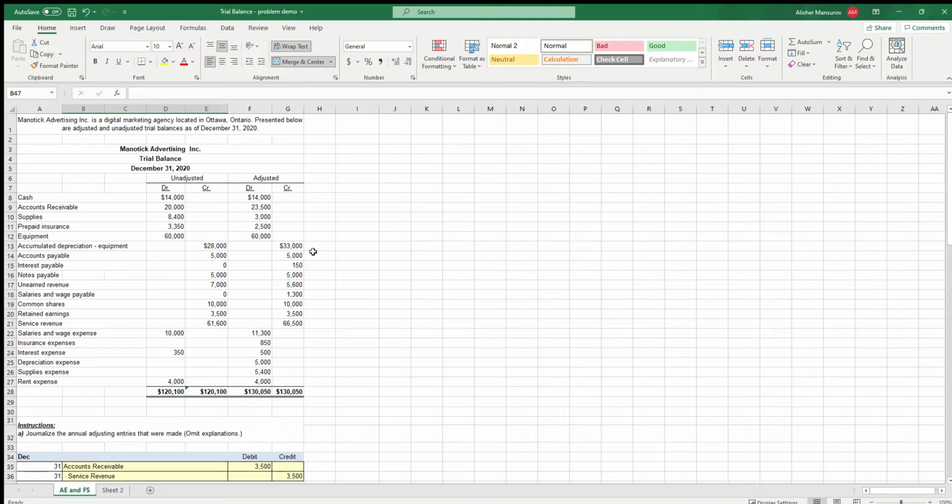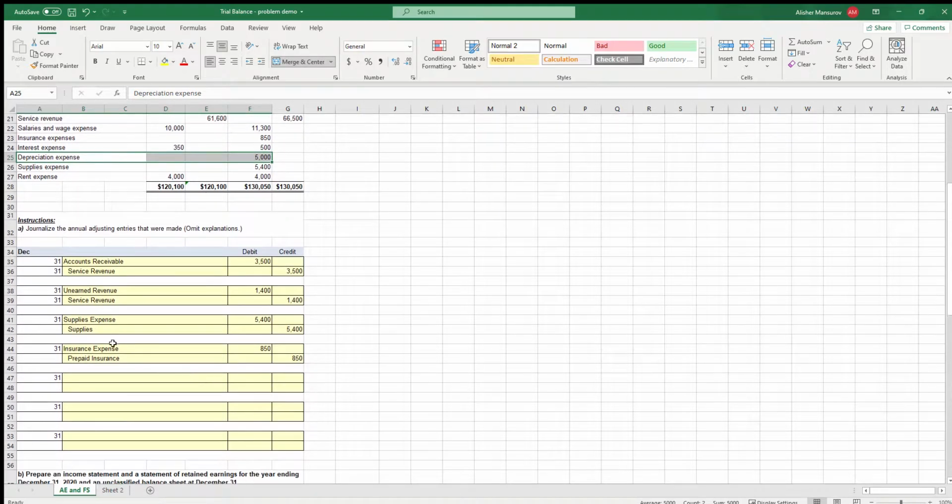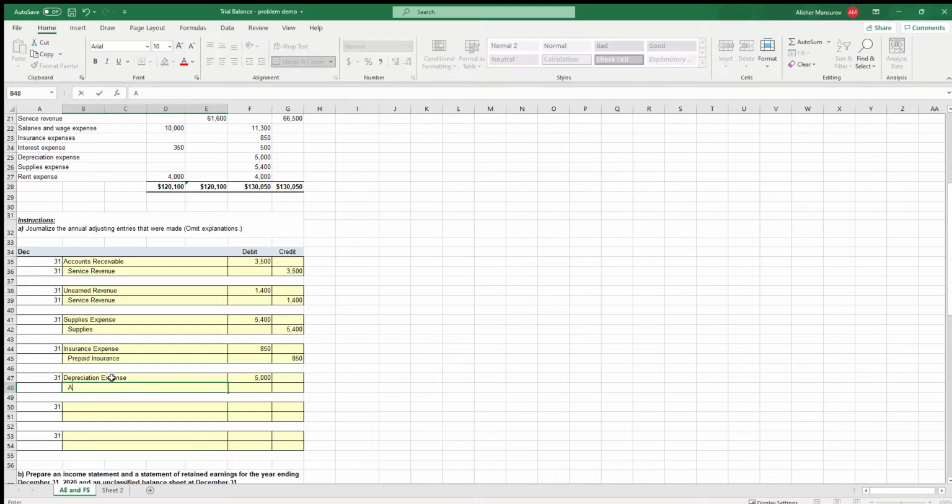Next, we have equipment, which didn't change, but accumulated depreciation went up by $5,000. And it makes sense. The company operated one year, and obviously they have depreciation expense. So that's $5,000. Let's record that. Depreciation expense 5,000, and accumulated depreciation was 5,000.